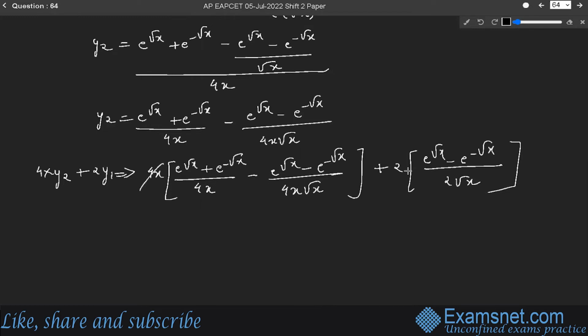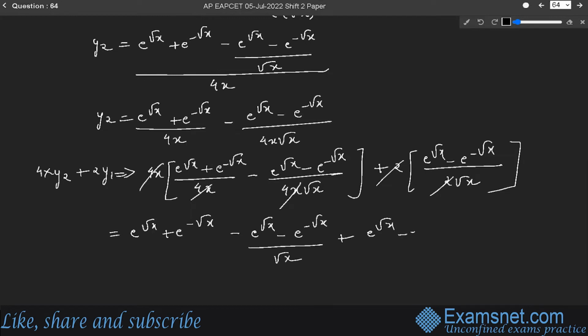Here 4x and this 4x will be cancelled, and 2 and 2 will be cancelled. So it will be equal to e to the power root x plus e to the power minus root x, minus e to the power root x minus e to the power minus root x divided by root x, plus e to the power root x minus e to the power minus root x divided by root x. One is negative and one is positive, so both of these will be cancelled.